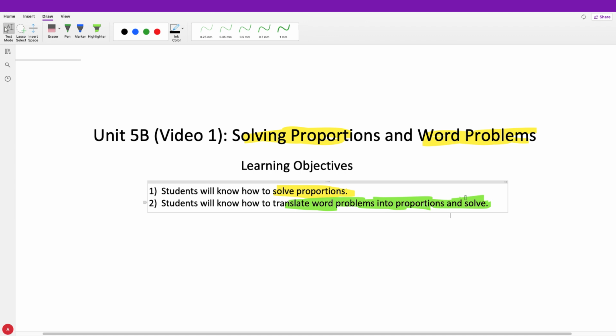One is just going to focus solely on solving proportions, and then the second one is going to give us some word problems and go through how we can set them up and how we can solve. I didn't want to do it in one video in case it got a little bit longer. This way we can break them down into two smaller, easier to manage videos.